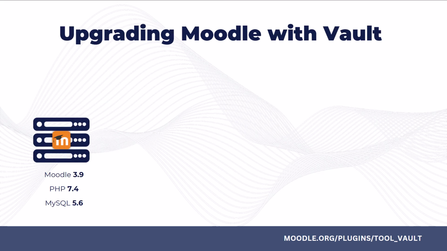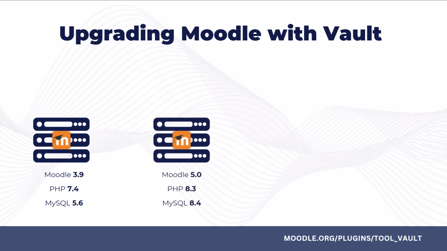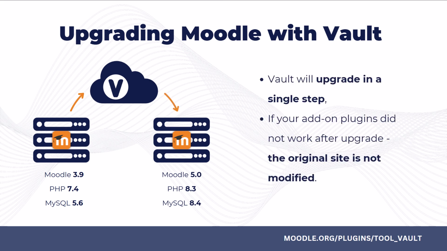Install a fresh Moodle site with the latest version on a new, up-to-date server stack. Then, back up your original site and restore it into the new one using Vault. Vault will upgrade Moodle core and all standard plugins in a single step. No need to go through multiple intermediate versions. And if one of your custom plugins or theme doesn't work after the upgrade, not to worry. Your original site is still untouched. You can test the upgrade, fix customizations, and repeat the migration when you're ready.